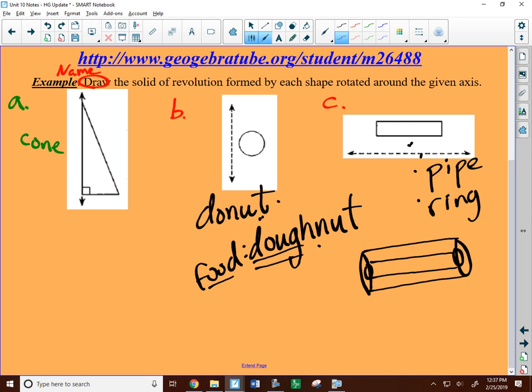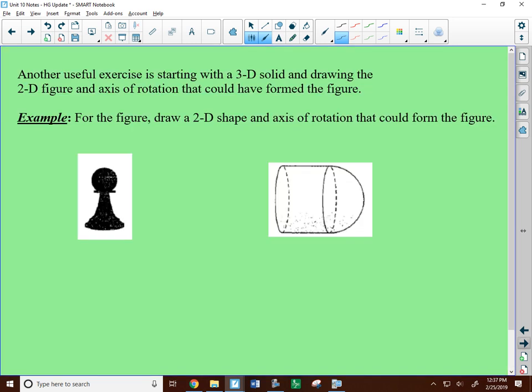Okay. One more thing with this to finish up. Any thoughts right now on solids of revolution? Again, drawing a sketch is helpful, but part of what they're testing is visualizing it. Okay, last thing I want to do with this is, they give you a 3D shape. How could you have formed it with an axis and a 2D shape? So this is kind of going backwards from the solid of revolution.